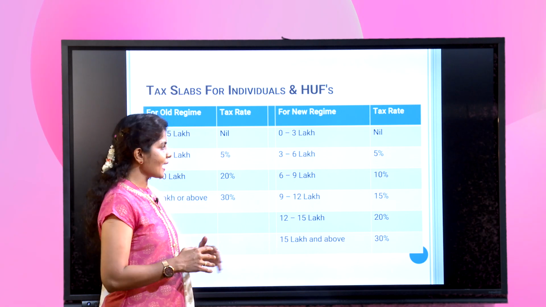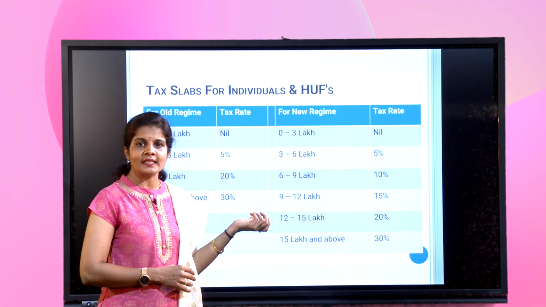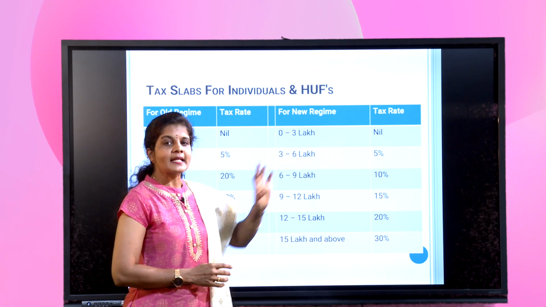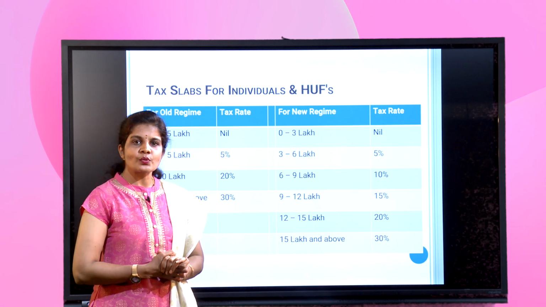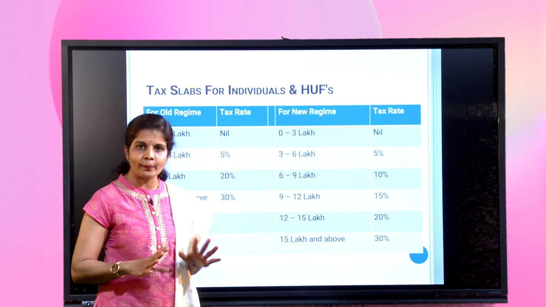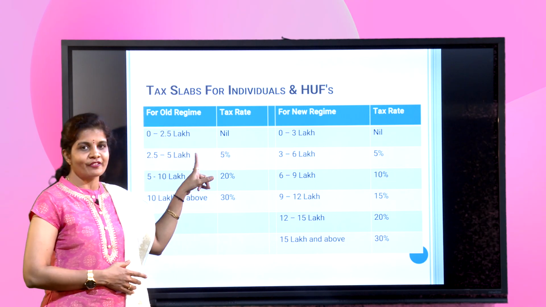Under 6 slabs, we have different tax rates. Let us understand what the tax rates are under the new tax regime. Up to 3 lakh rupees, it is nil. So those who earn an income up to 3 lakh rupees need not pay any taxes, whereas under the old tax regime, it was 2.5 lakh.